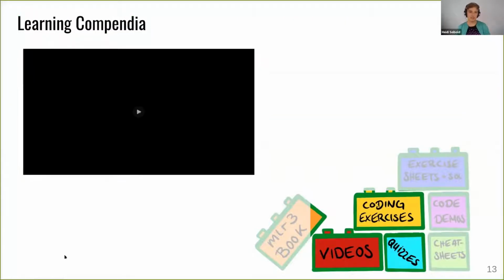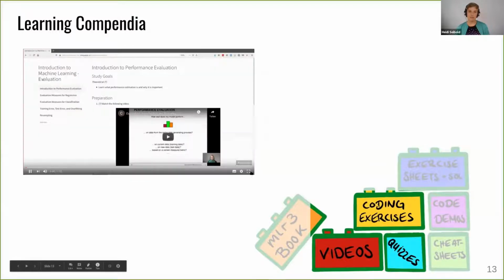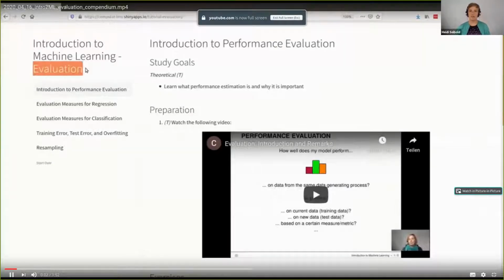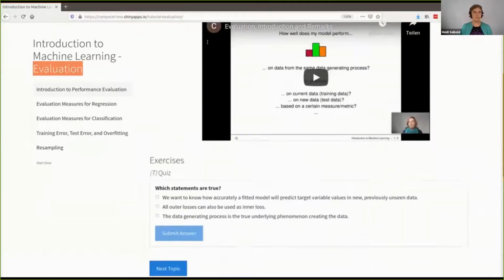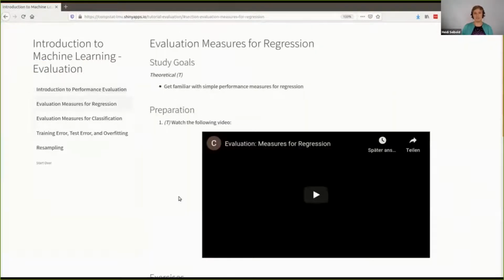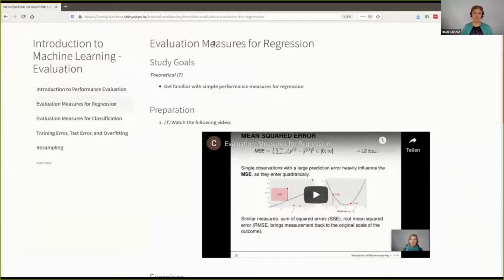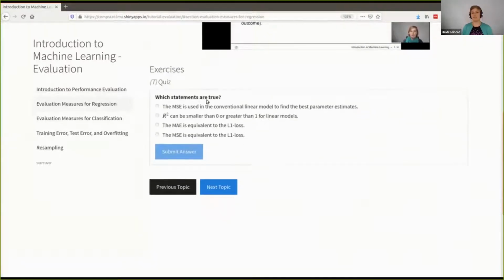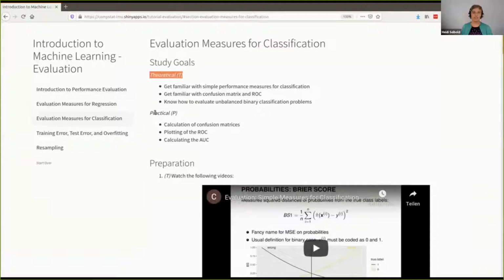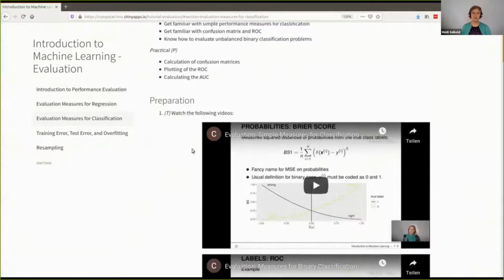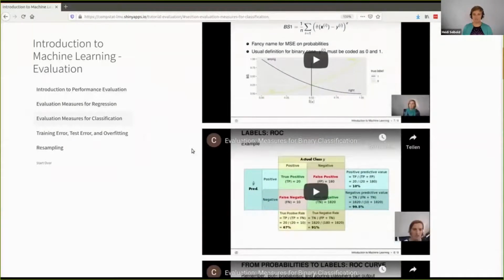So let's take a look at one of these learning compendia. So this is the learning compendium on evaluation. And you see that there's different subsections of this chapter. And you see that in this first section, there's a video and a quiz. And at the top, we always have the study goals. And now here's a bit bigger section. We have theoretical study goals, we have practical study goals. And then here we see a couple of videos as preparation.